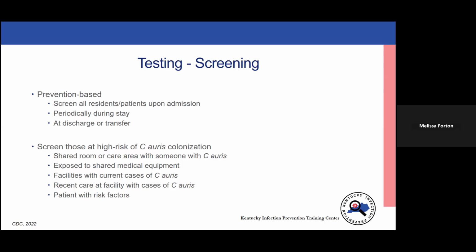We had a discussion last week with someone that works at a long-term care facility in Kentucky, and she said when a patient comes from another hospital, their protocol is that the patient is screened and is placed in isolation until those results come back. So facilities may have differing protocols on how to test and when to test, what to do. So you'll see that it is not going to be the same everywhere.